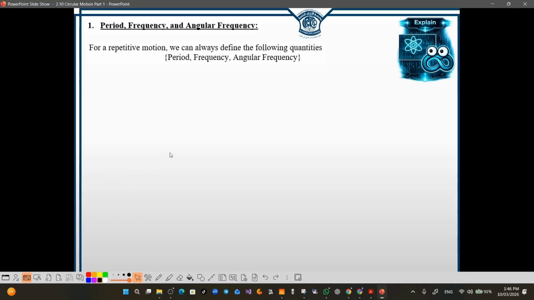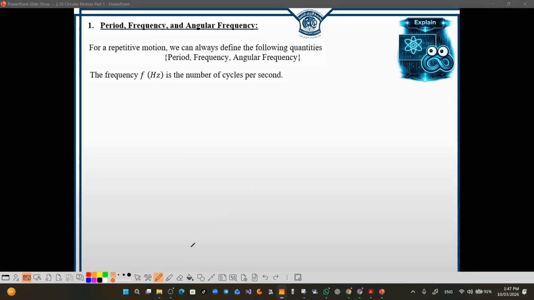For repetitive motion, we can always define the following quantities: the period, the frequency, and the angular frequency. The frequency, f, has the unit Hz, and it's defined to be the number of cycles per unit of time, or per second. So when I say the frequency is 10 hertz, it means 10 cycles per 1 second.